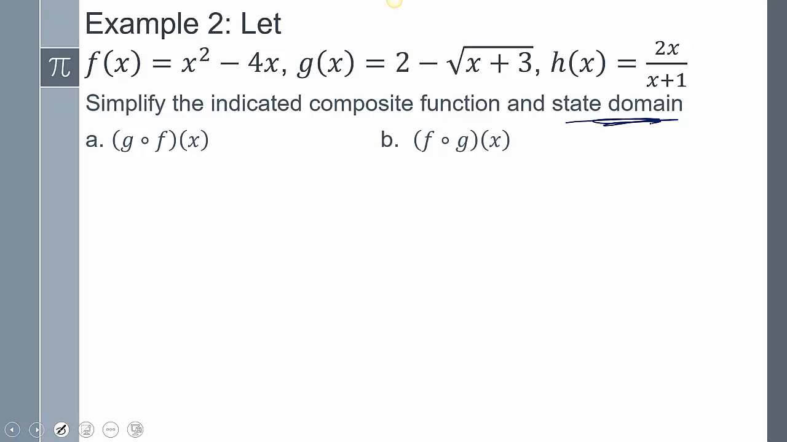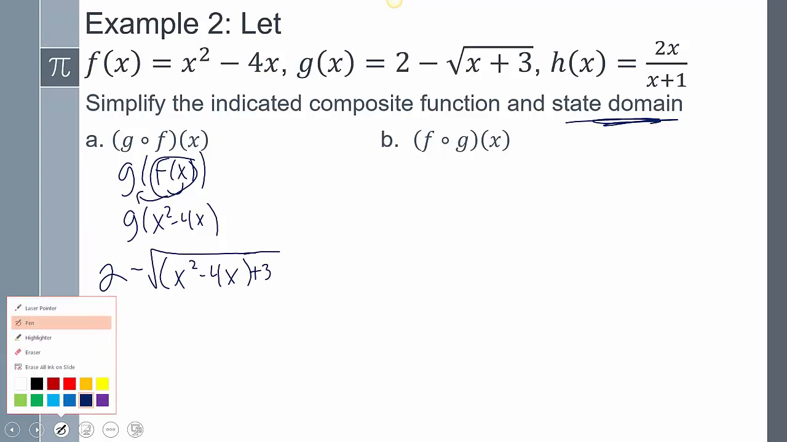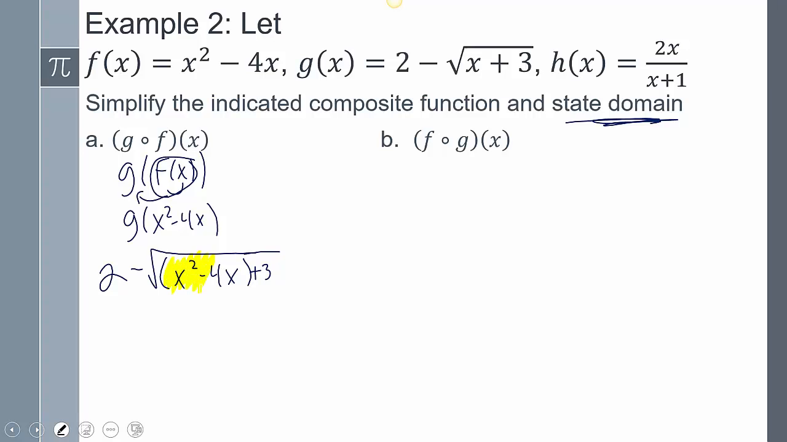So the first says g of f of x. Well, it's asking us to take x and plug it into f. Well, that's not going to change anything. So now it's asking me to take my f function and plug it into g. Well, my f function we said was x squared minus 4x. So I'm going to plug x squared minus 4x into my g function. So that's going to be 2 minus the square root of x squared minus 4x, and then I have that plus 3. So this part right here, this was the original x.